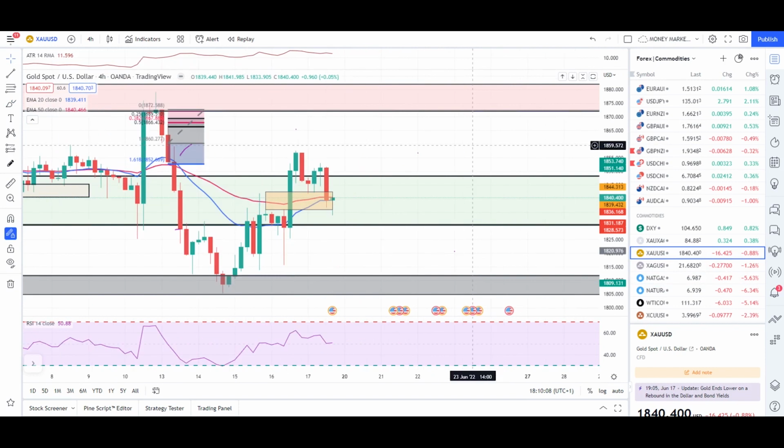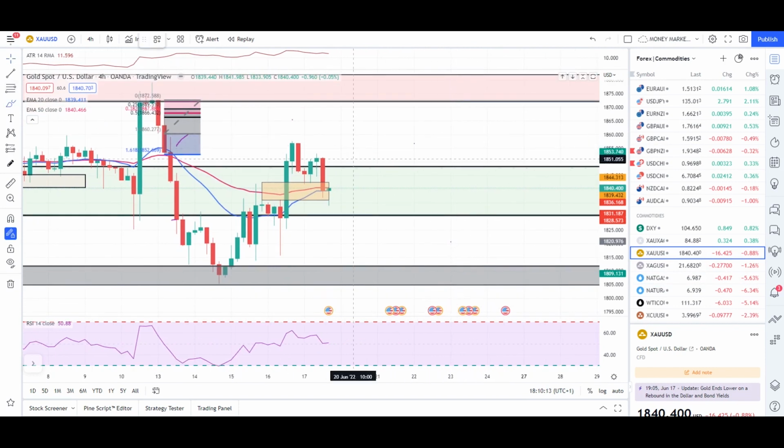Okay, let's check gold here. What do we have on gold? So gold is now above the EMAs, and it has quite broken below the 50 EMA, but has not broken completely below the 20 EMA at this point. We still have room for the market to push down till 1830.